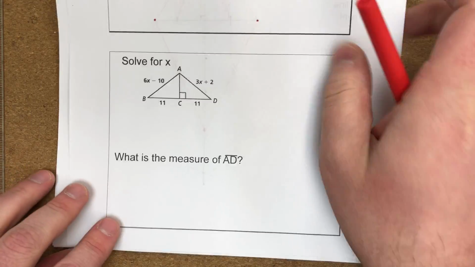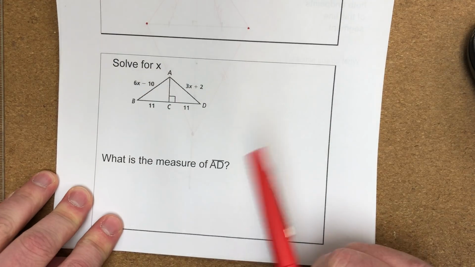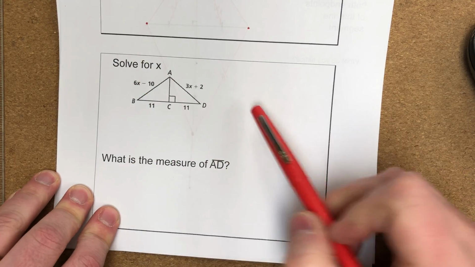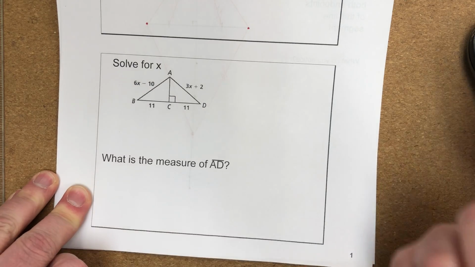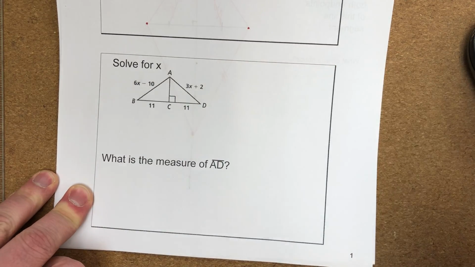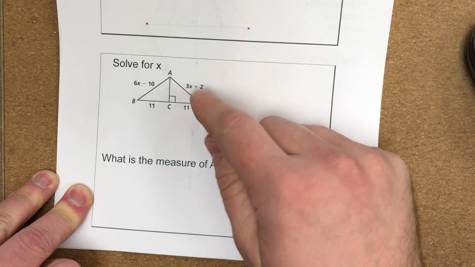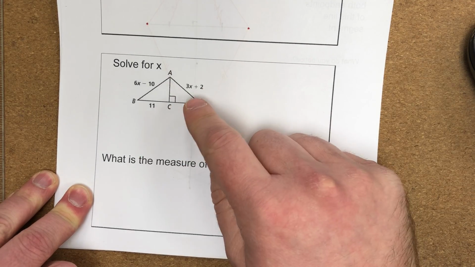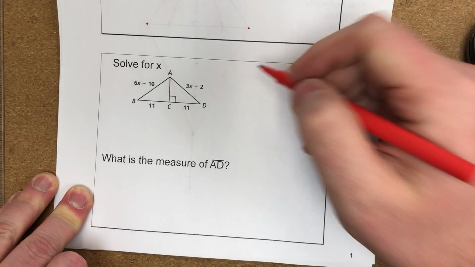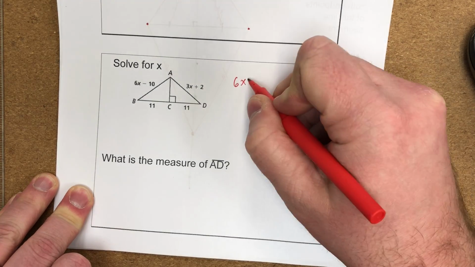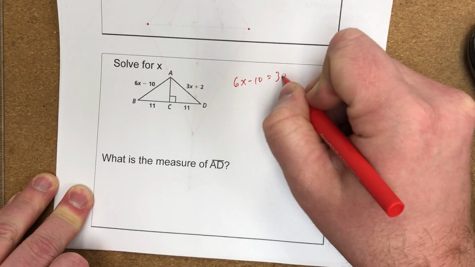So problem number, not labeled. Number 1. So we have this here. You see the right triangle. Honestly, this is the kind of thing where I look at this and I would go, even without knowing the theorems that we know, well, it looks like we got two equal things. So I can say 6x minus 10 equals 3x plus 2.